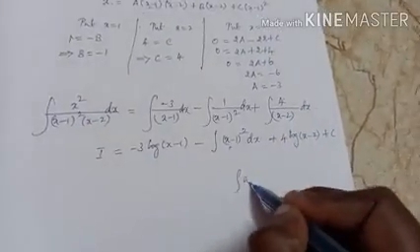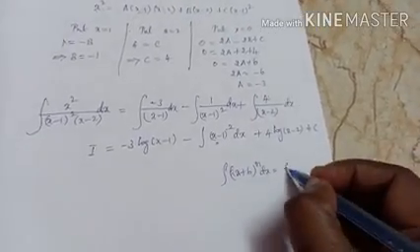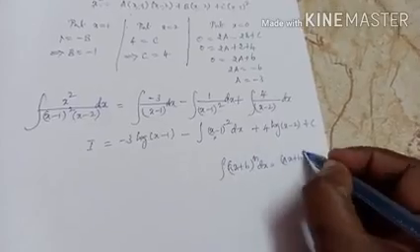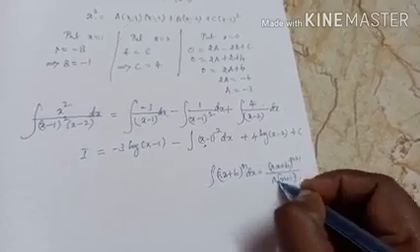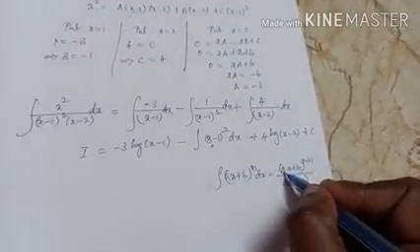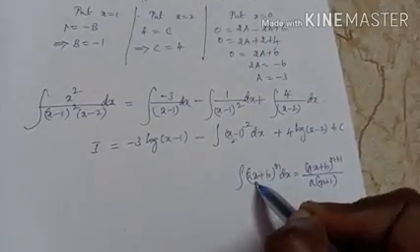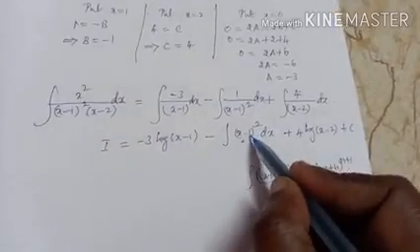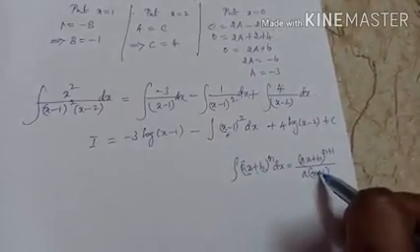I know the formula: integral of (ax plus b) whole power n dx is (ax plus b) whole power n plus 1, by n plus 1 into a, the coefficient of x. That formula can be used if it is linear, ax plus b. Here x minus 1 is linear, so this formula can be used.